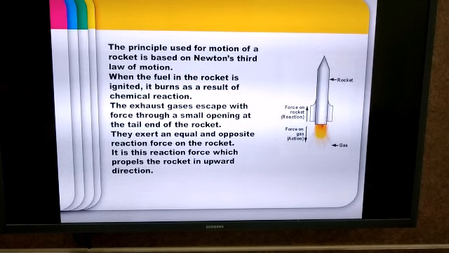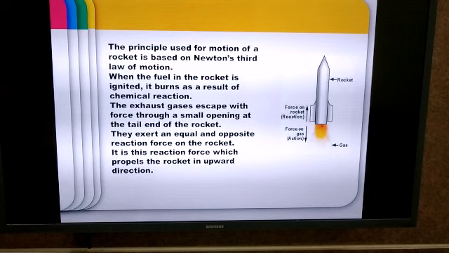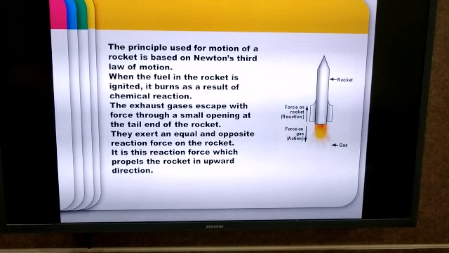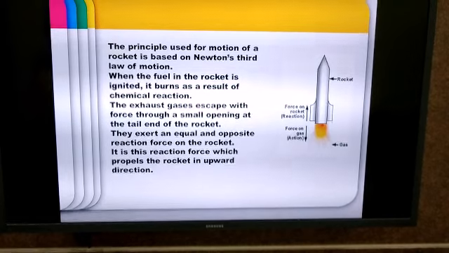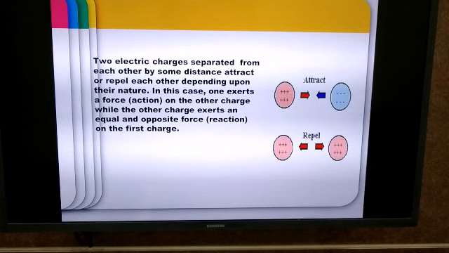Now in turn, the gases will also exert a force of reaction on the rocket. And what is this force of reaction? It is because of this force of reaction that the rocket propels in the upward direction. So the motion of a rocket is based on Newton's third law of motion. So once again, what is Newton's third law of motion? To every action, there is an equal and opposite reaction.